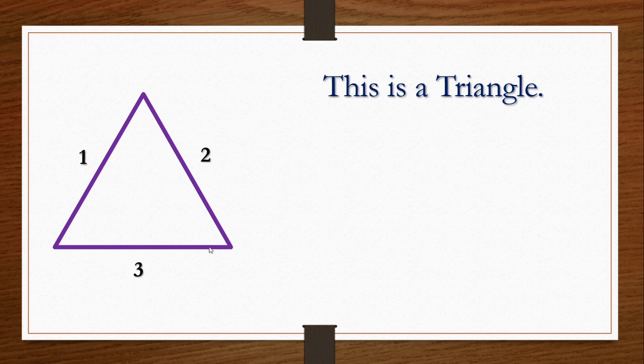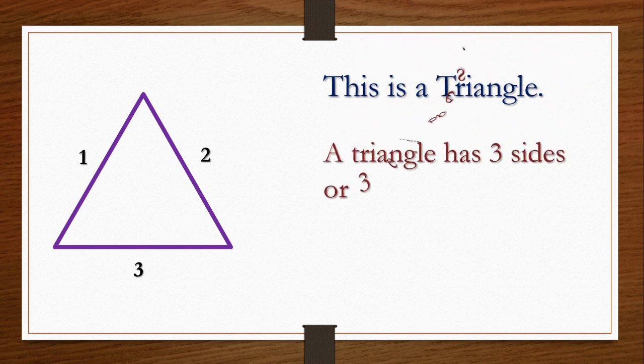It is a closed figure, correct? The figure is closed. How many sides does it have? The triangle has 3 sides or 3 edges. Now tell me how many corners it has. Can you see any corner on this figure? I will remove these numbers.